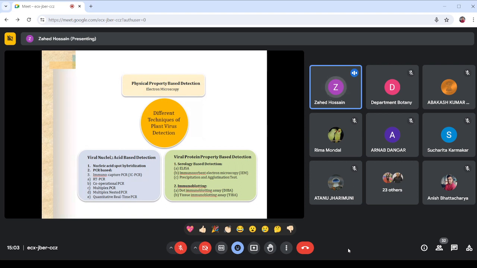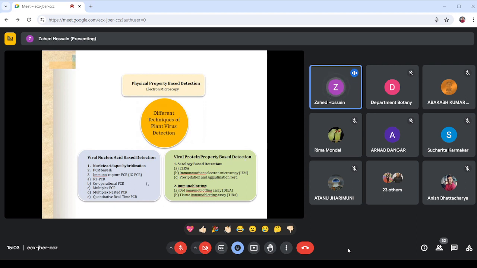Because sometimes what happens, we are doing plant tissue culture, but your material may be virus infected. To detect plant viruses, there are different techniques. One is called the physical property-based technique. You can use electron microscopy, or you can use different PCR techniques, that is basically a nucleic acid based technique, or you can use viral protein property based techniques, that is, serology based detection techniques.